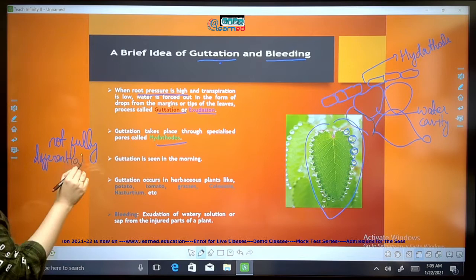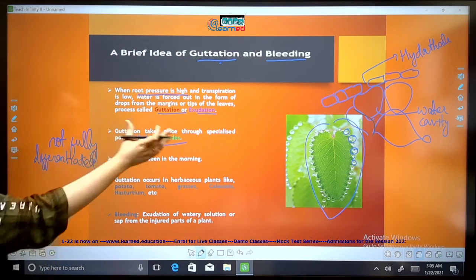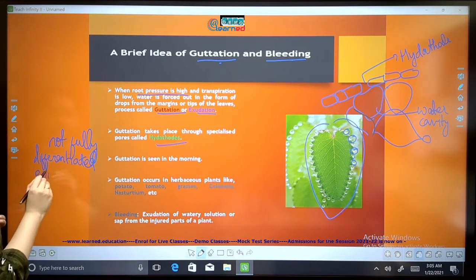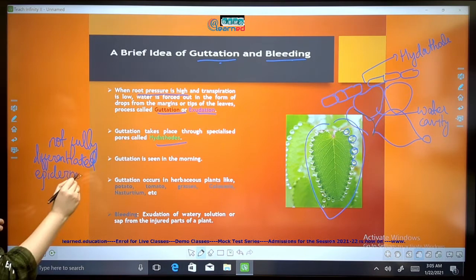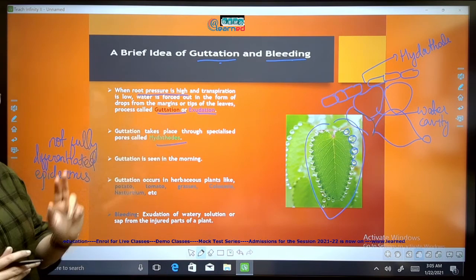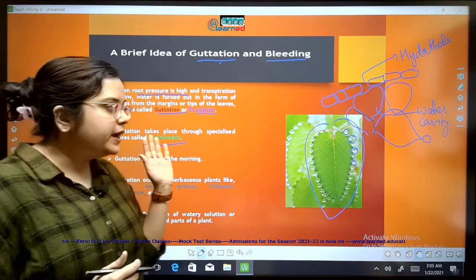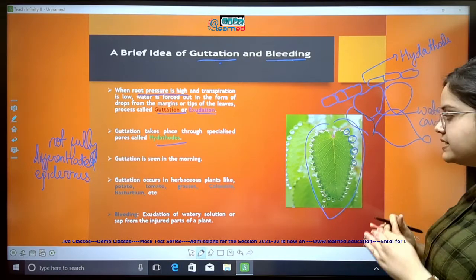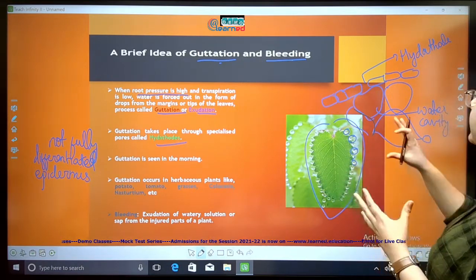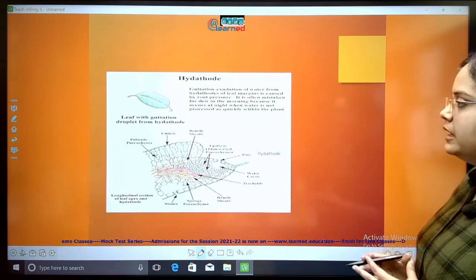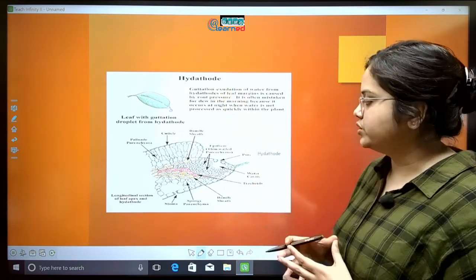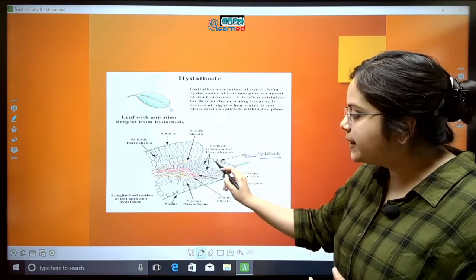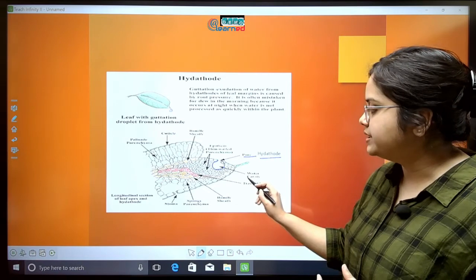This can come up as a question. What are hydathodes? You cannot just write specialized pores. You have to also write not fully differentiated epidermis, and the pores through which guttation takes place. And what is the location? Up in the epidermis you can find the pore, and just below that pore there is a large water cavity. In this picture I am showing you the hydathode structure. So this is a hydathode, this is the pore, and just flanked by the pore there is this large water cavity.